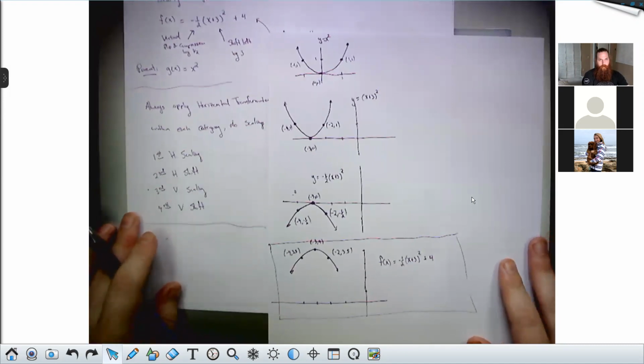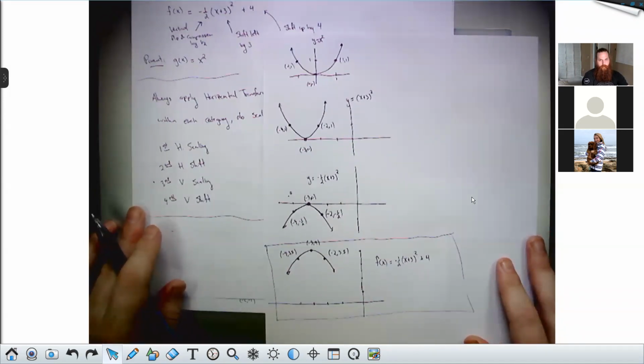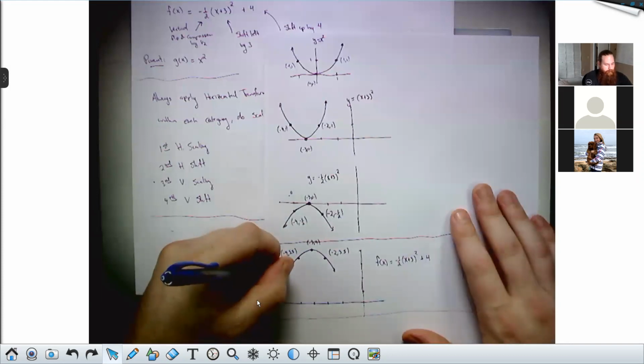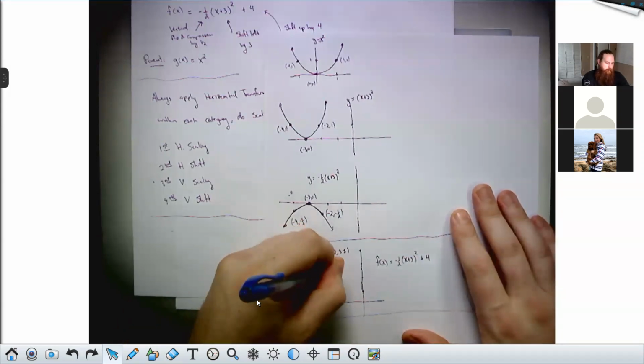All right. And can we fit it all there? Yeah, there it is. Here's the original. We move left 3. That's our horizontal shift. Then we do our vertical scaling. That flips us over and compresses us. And then we bring everything up by 4. Right? And this would continue like this forever and ever.